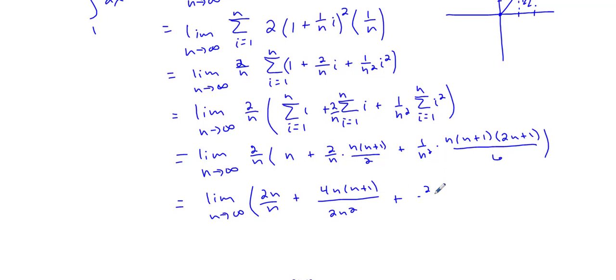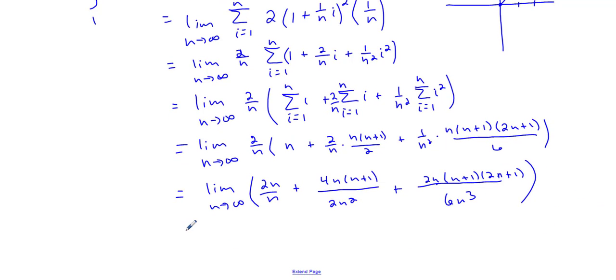Plus, and that'd be 2 over n, would be 2n, n plus 1, 2n plus 1 over 6n cubed. All right, now find your limit.